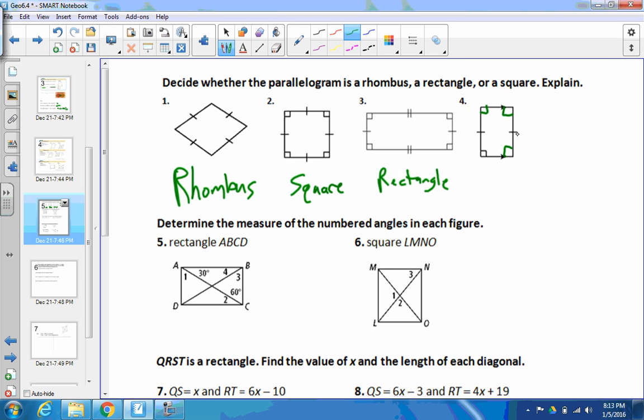We have one set of parallel sides, or one set of congruent sides. We can label this as a rectangle. It is not a square, because we only have one set of congruent sides. So it is going to be a rectangle here.